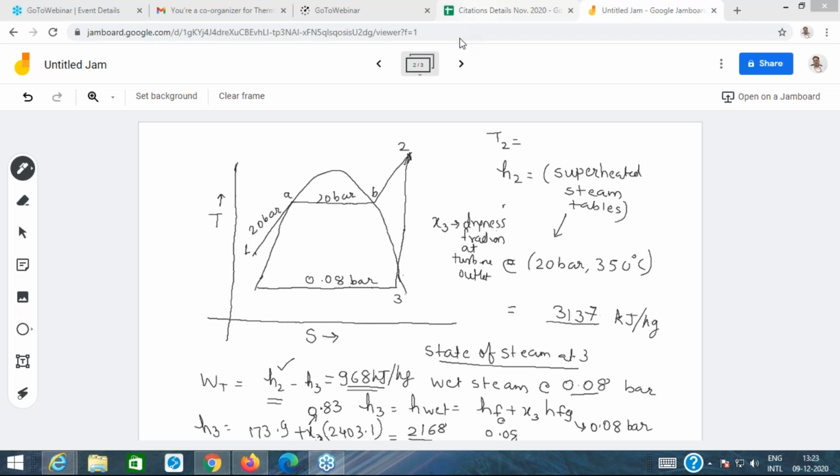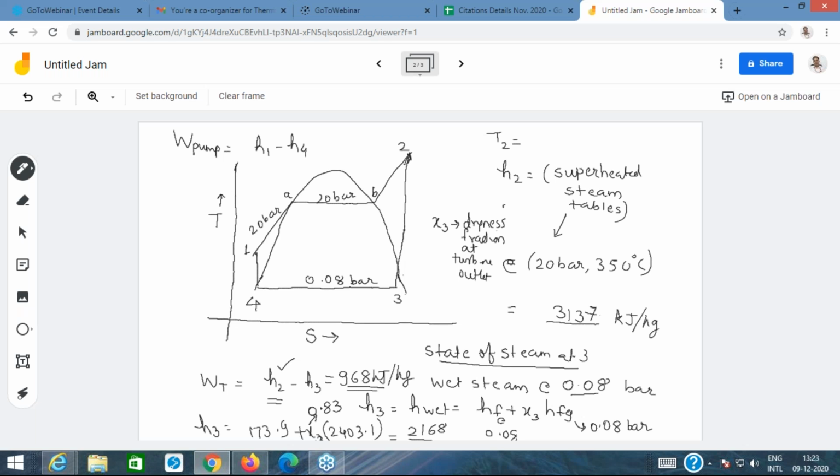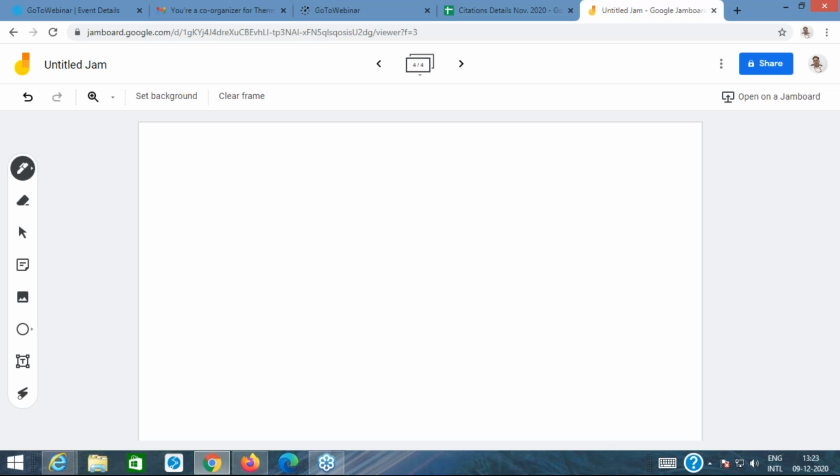And how do you find the pump work now? Where is the pump work? So this is point 4. Look at the diagram and look at this vertical which I have drawn. Pump work, please note, is nothing but H1 minus H4. You know the value of H4, but you don't know the value of H1. So in order to find pump work, we will use another trick. Now listen to this carefully. The trick to find the pump work.